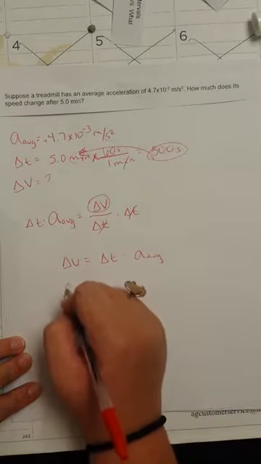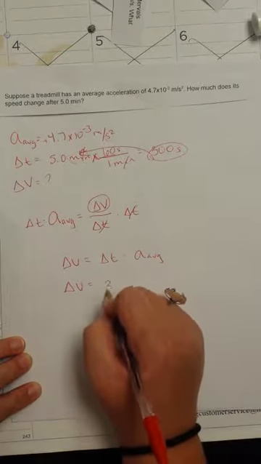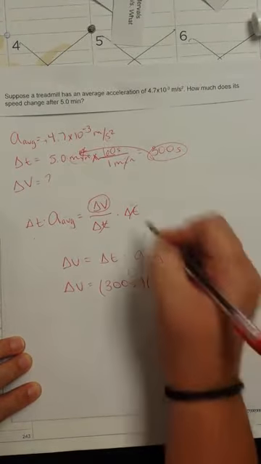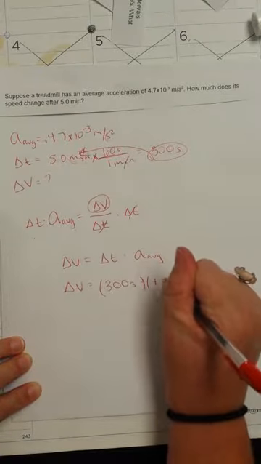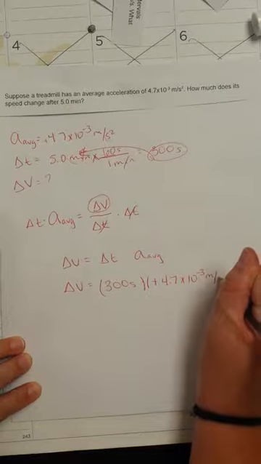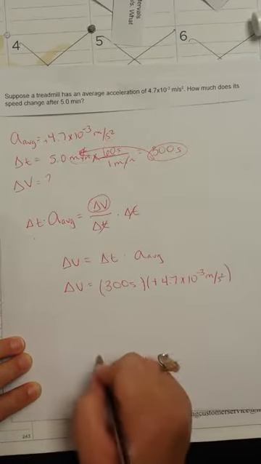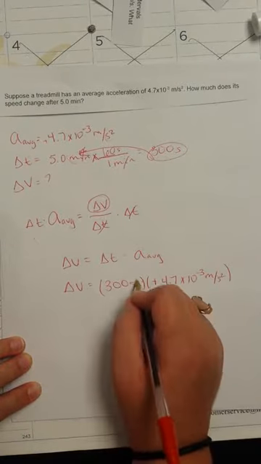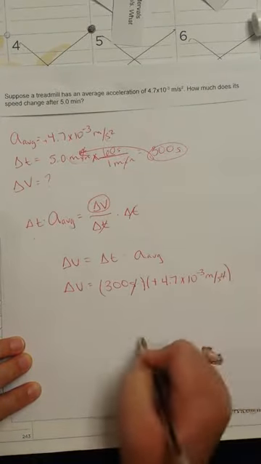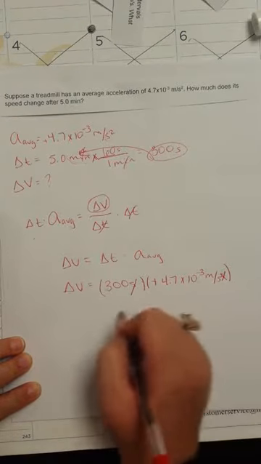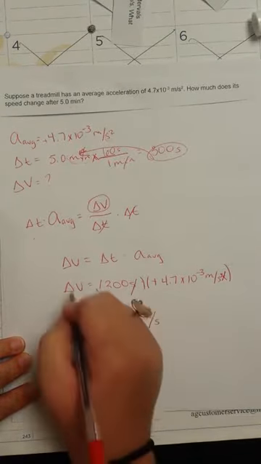Let's plug in what we know. We know delta T is 300 seconds, and our average acceleration is positive 4.7 times 10 to the negative 3 meters per second squared. Well, here I got seconds times meters per second squared. That's a numerator, that's one of the denominators, so that's going to cancel out and leave me with just meters per second, which makes sense for velocity.